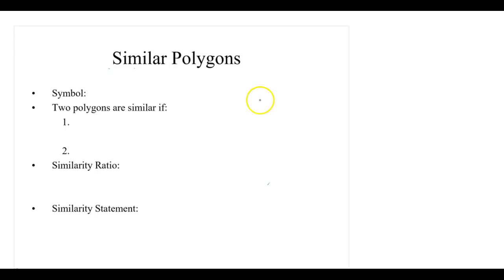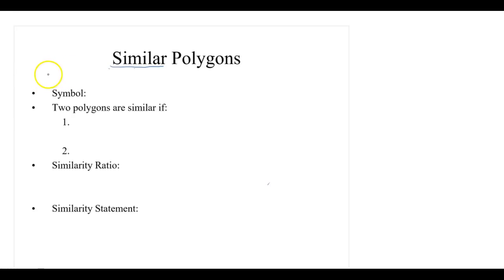Hello Math 2 students. This lesson's on similar polygons. You guys just got done with the lesson on ratios and proportions, and we'll use that idea to help define what similar polygons are, and then in addition use the ratios and proportions to find the length of missing sides. So what does similar mean?